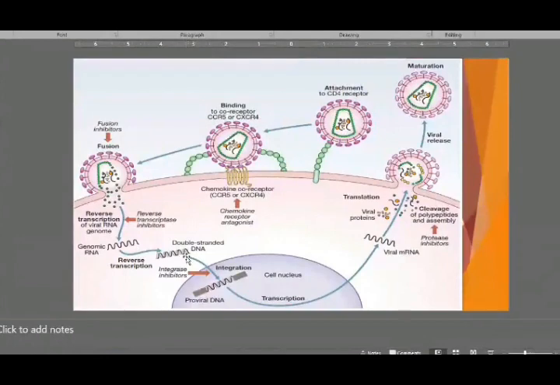This double-stranded DNA is going to integrate with the host genome through an enzyme, integrase. Integrase is the target enzyme for drugs, which we call integrase inhibitors. So after genomic RNA release into the host cells, there will be reverse transcription of this genomic RNA into double-stranded DNA, and it is going to integrate into the host genome through the integrase enzyme. And the virus may remain dormant.